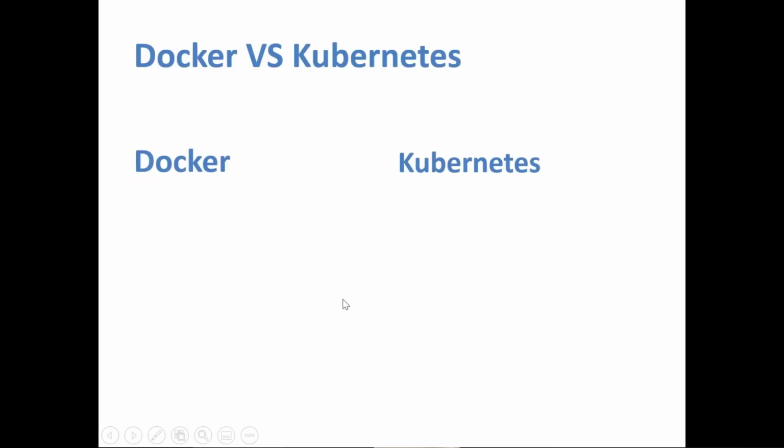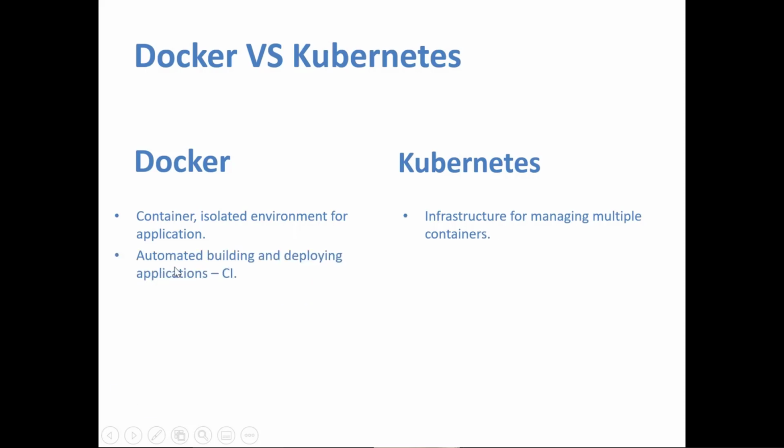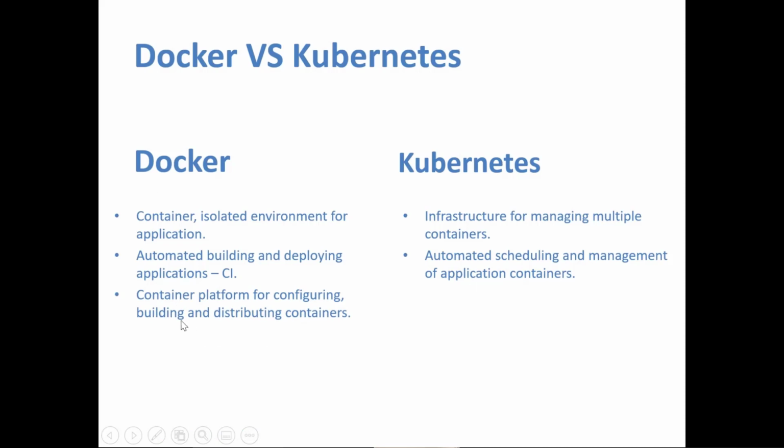So speaking of Docker, what would be the difference between Docker versus Kubernetes? Docker is an isolated environment for an application, whereas Kubernetes is an infrastructure for managing multiple containers. Docker is automated building and deploying of applications, whereas Kubernetes is automated scheduling and management of application containers. And for the container platform, Docker is a platform for configuring, building, and distributing containers. Kubernetes is an ecosystem for managing a cluster of Docker containers.